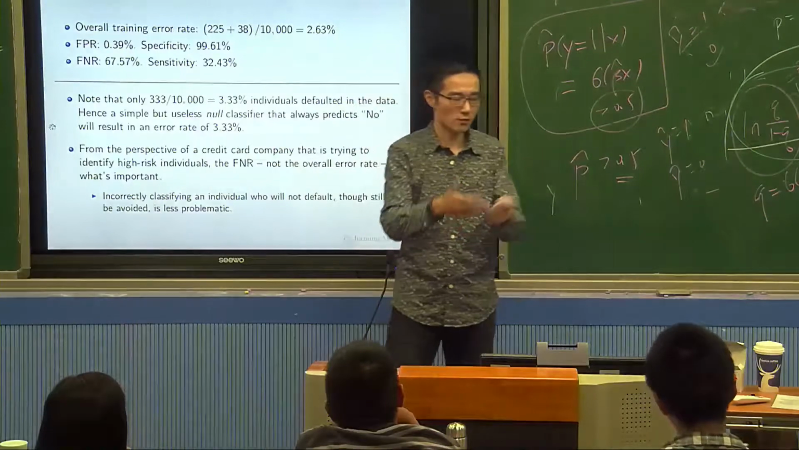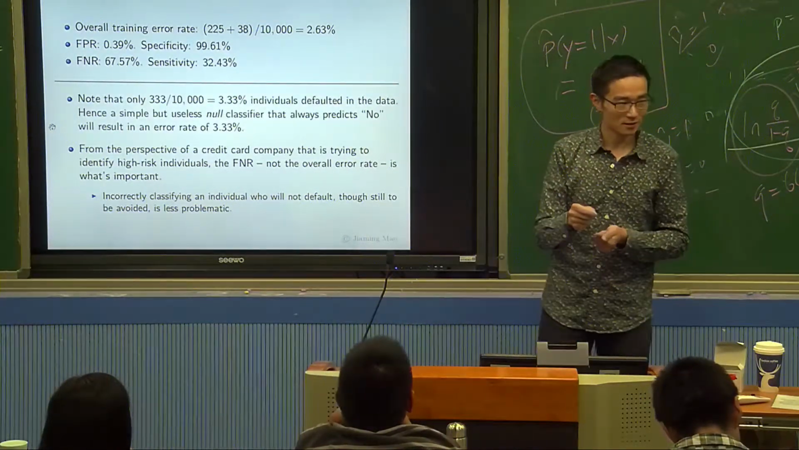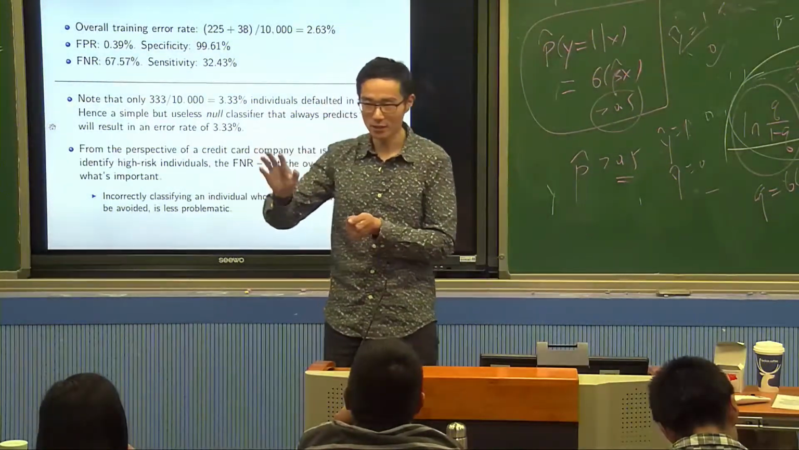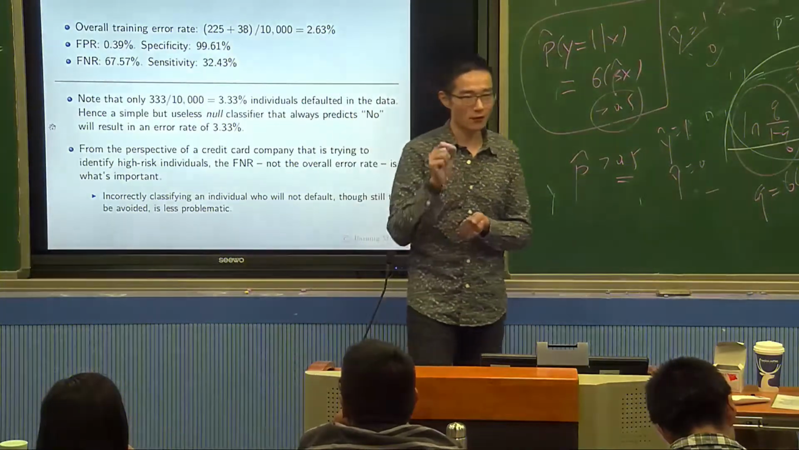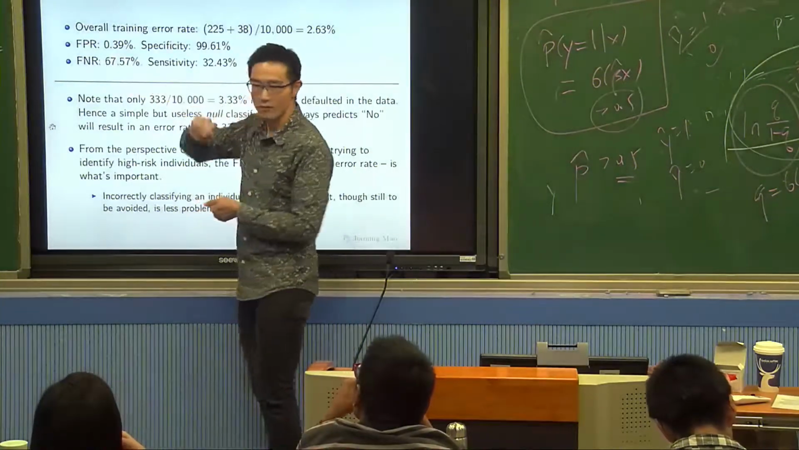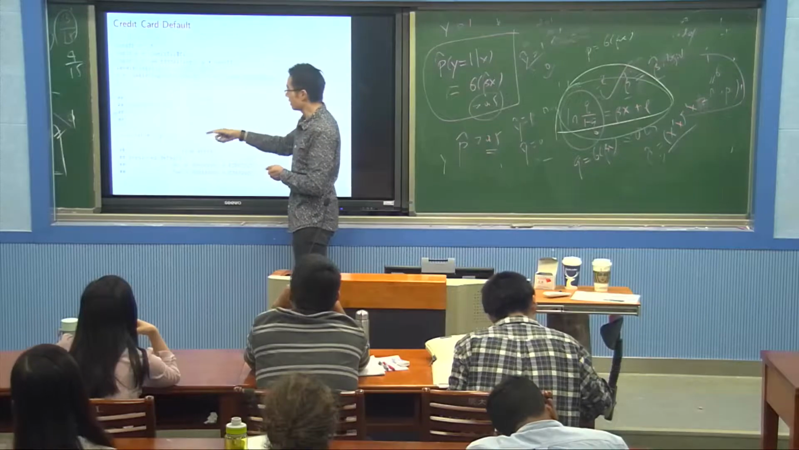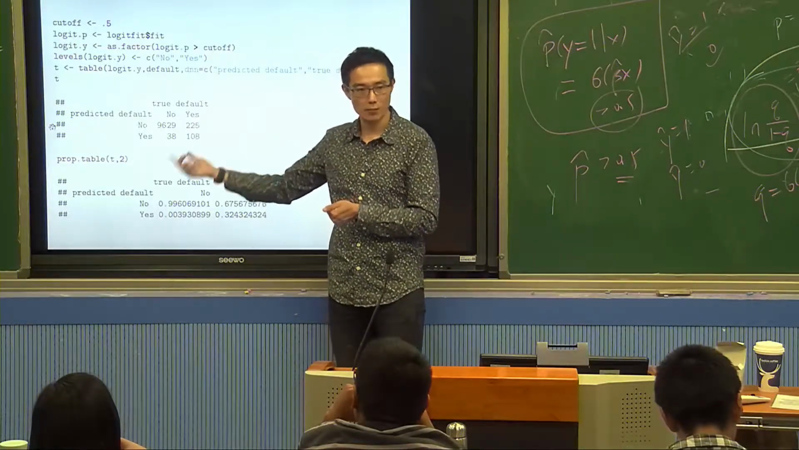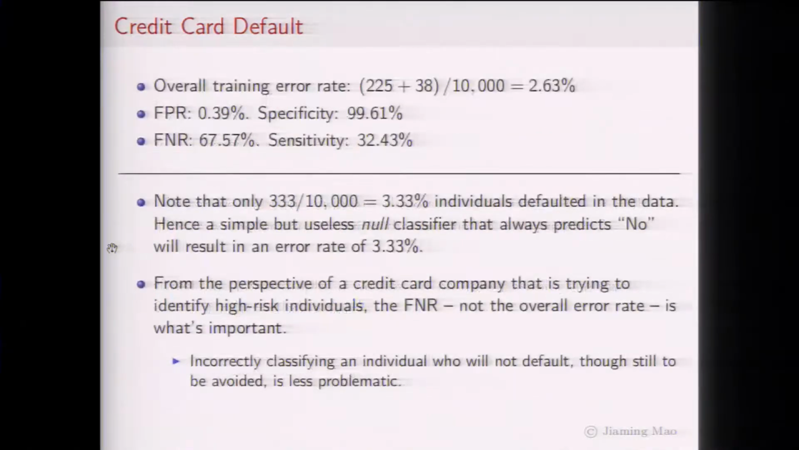It just means you're giving one less person a credit card. But what you really care about is false negative, which is people who will actually default, but you think he or she will not default. That will give you a lot of loss. So you care about false negative. And here the false negative is huge. The false negative rate is 67%. Of the true defaults, I predict 200, almost two-thirds of them, wrongly. So the false negative rate is too high.